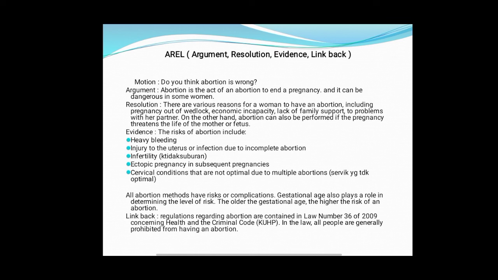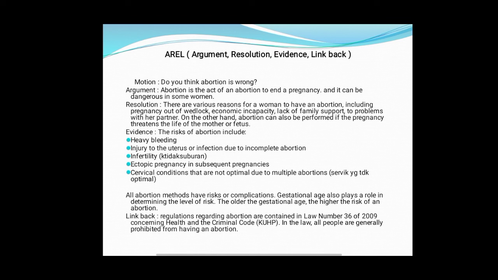Resolution: there are various reasons for a woman to have an abortion, including pregnancy out of wedlock, economic incapacity, lack of family support, or problems with her partner. On the other hand, abortion can also be performed if the pregnancy threatens the life of the mother or fetus.